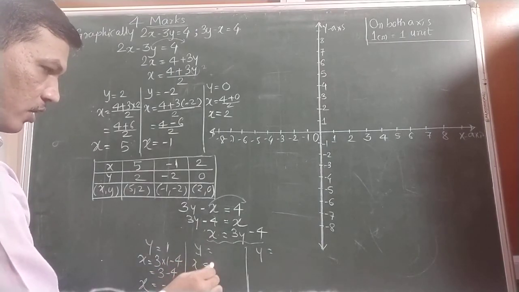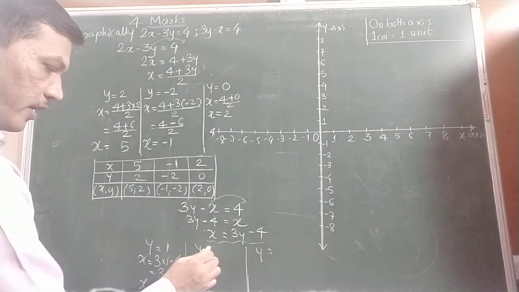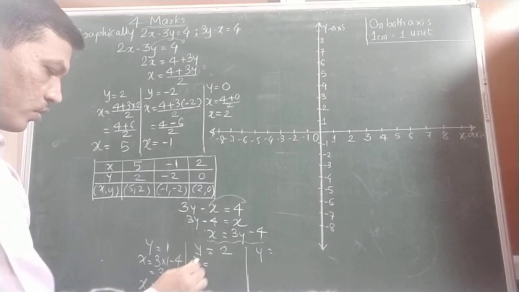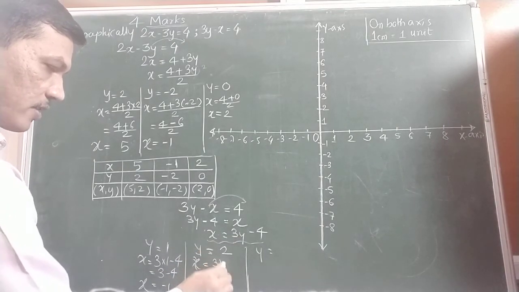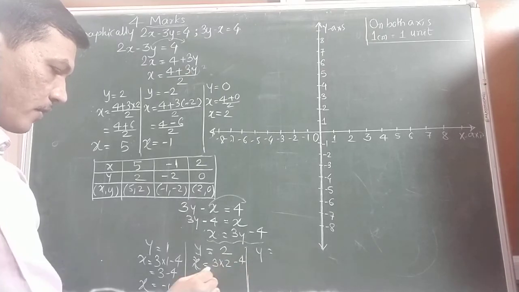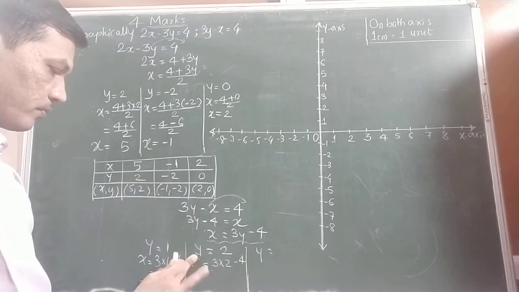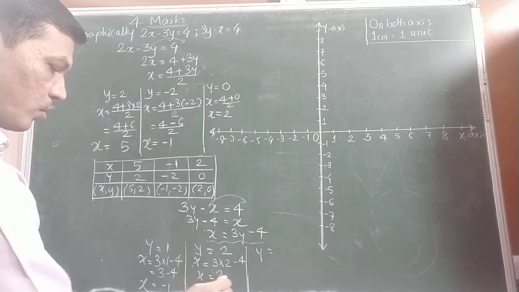Then y is equal to, I can take 2. So 3 2s are 6, and 6 minus 4 is 2. So x is equal to 2.